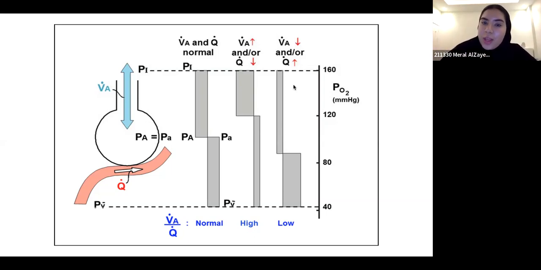So this is why. Either increased ventilation or decreased perfusion gives us a high VQ ratio. I'm going to tell Yazan, go tell him. Okay. What was I going to say? Yes. Is that clear?